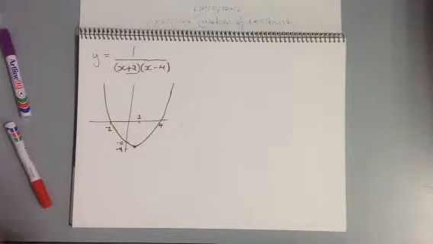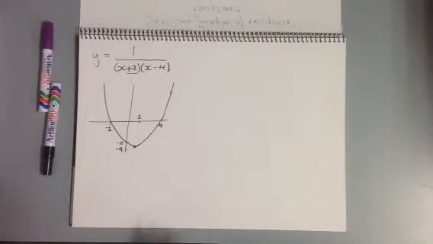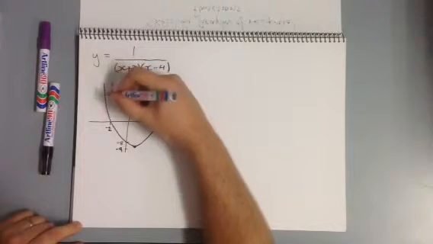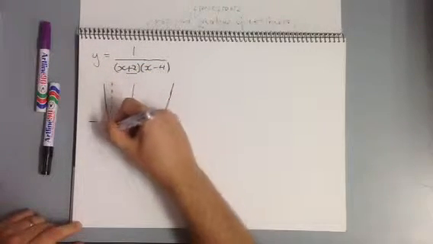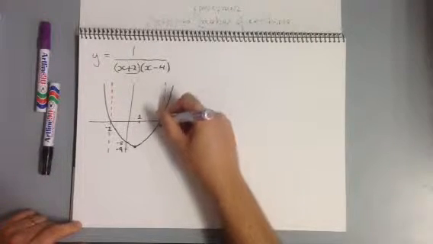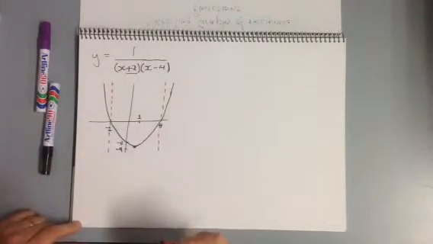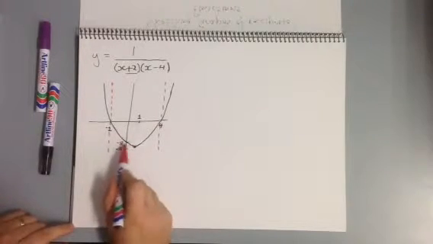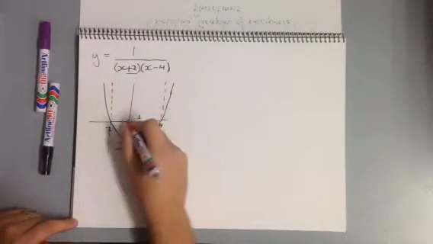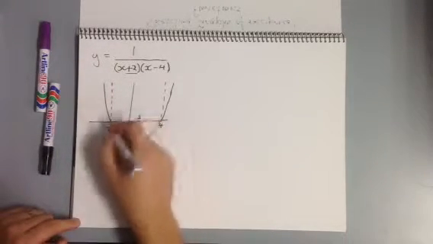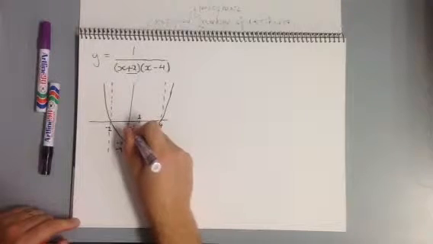Our x-intercepts are at -2 and 4, so these are going to become vertical asymptotes. So you can put those on, and another one here. The other thing we need to remember is that our y-intercept is the reciprocal, so it's 1 over -8, which is -1 on 8. So it's going to be just a little bit below our x-axis there.